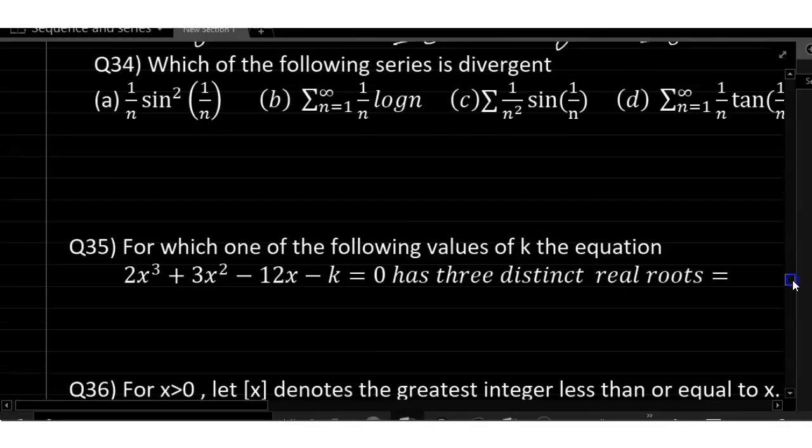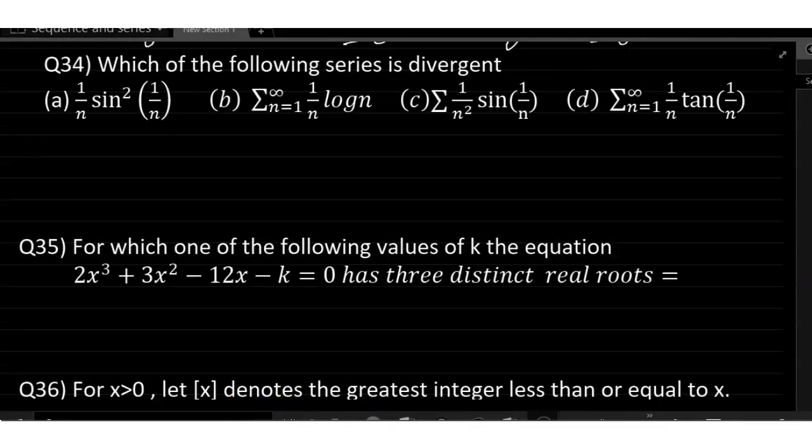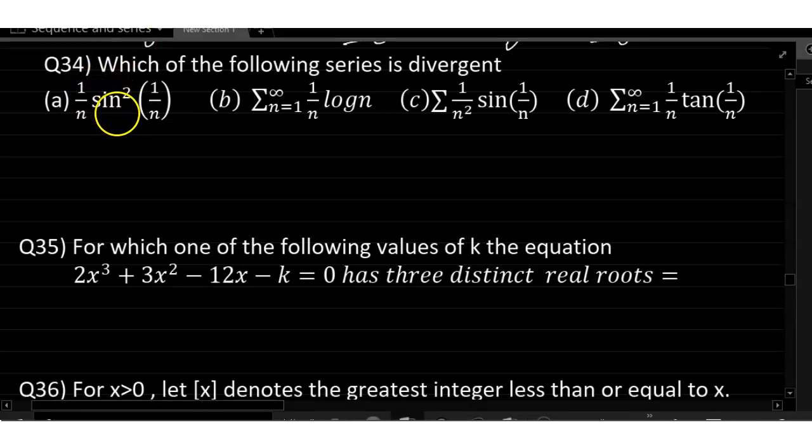Next, we will go to solve. The following series is divergent. Option A: summation of 1 by n sine square 1 by n; option B: 1 by n log n; option C: 1 by n square sine 1 by n; option D: summation n equals 1 to infinity of 1 by n tan 1 by n.